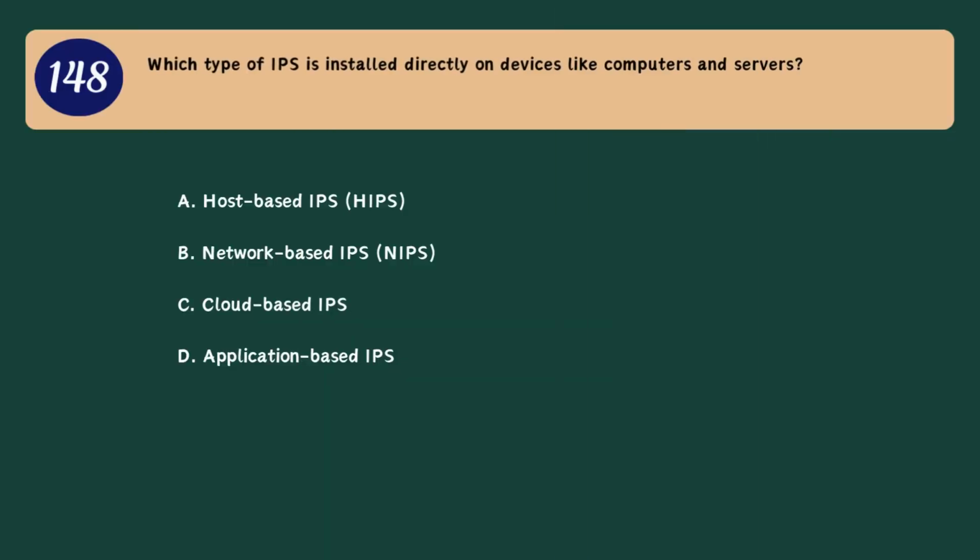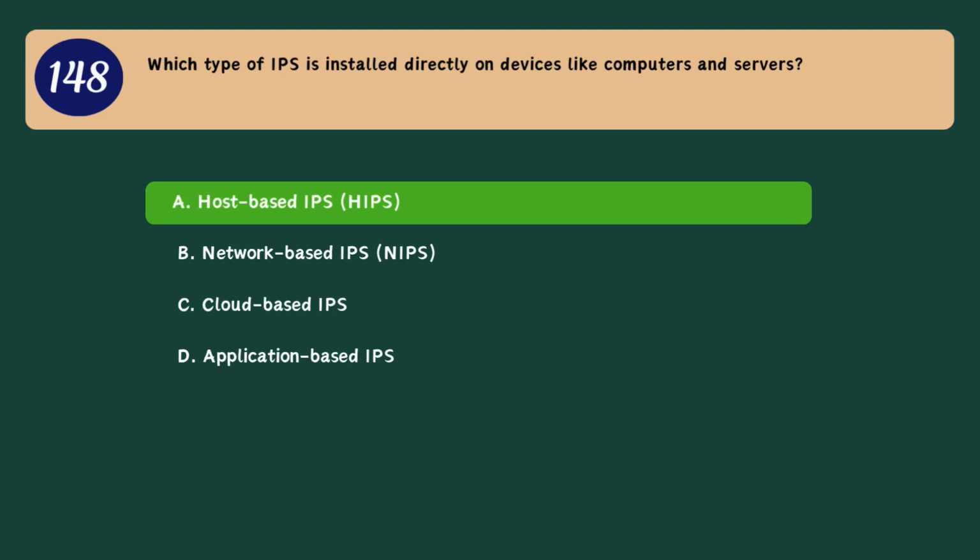Question 148. Which type of IPS is installed directly on devices like computers and servers? A. Host-based IPS. B. Network-based IPS. C. Cloud-based IPS. D. Application-based IPS. Correct answer. A. Host-based IPS.